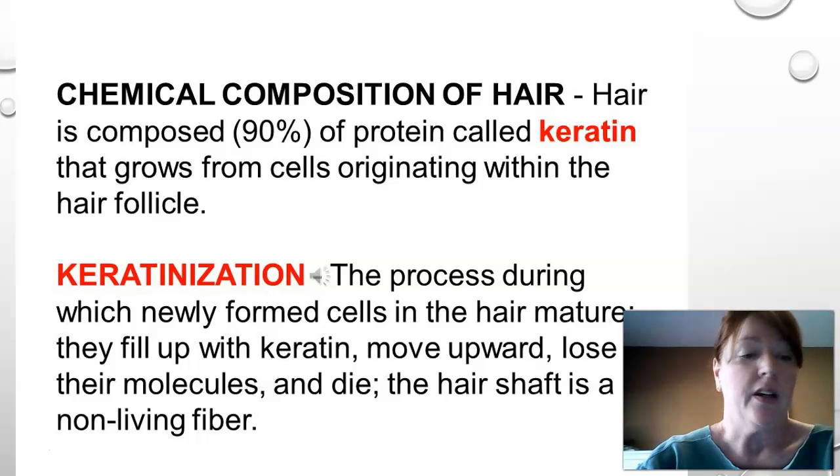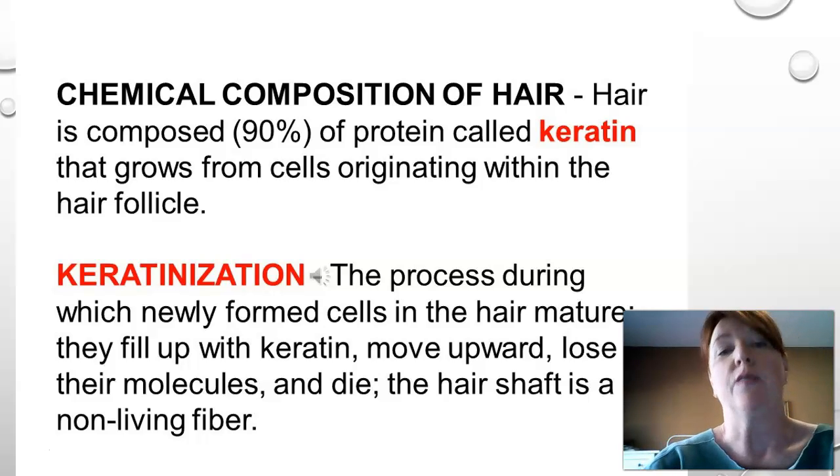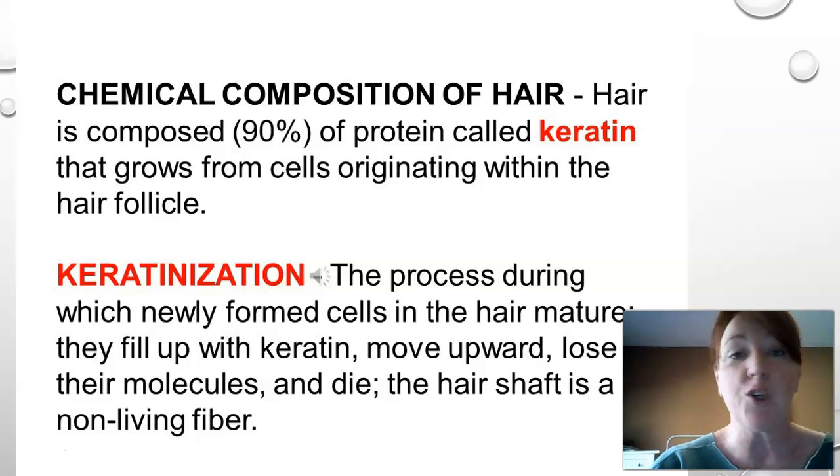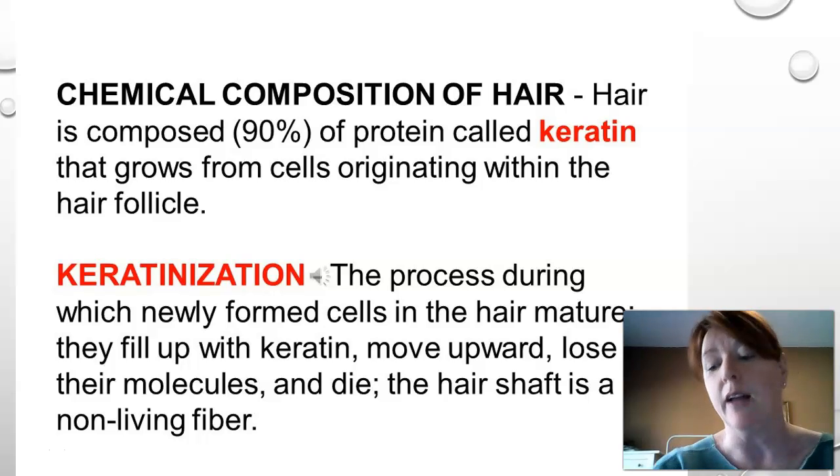That's why also when you hear of treatments for the hair, they put keratin, protein, all that back into the hair, because the hair is made up of 90% protein and keratin. So that is what we're trying to give back to the hair that has been, say, overprocessed or damaged in any way. We're trying to rebuild that.